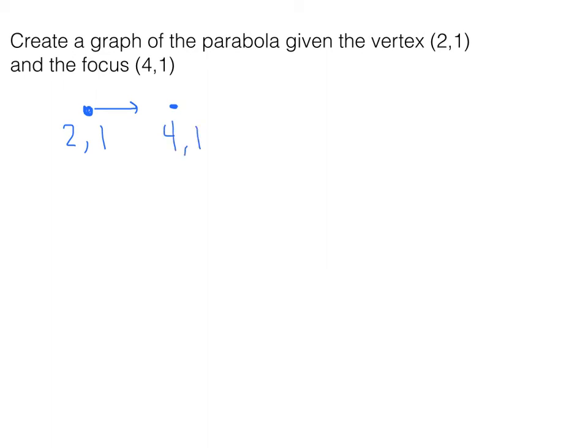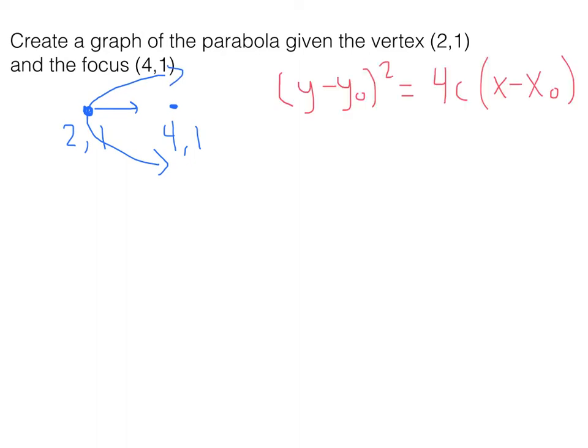This tells me two things. It tells me the orientation is going to be horizontal, and it also tells me that it opens to the right. Knowing the orientation is very important because it tells you which equation to use. So I'm going to have y minus y naught squared equals 4 times c times x minus x naught. Then I'm going to fill in all of my information. I know my vertex is at 2, 1, so y minus 1 squared equals x minus 2.